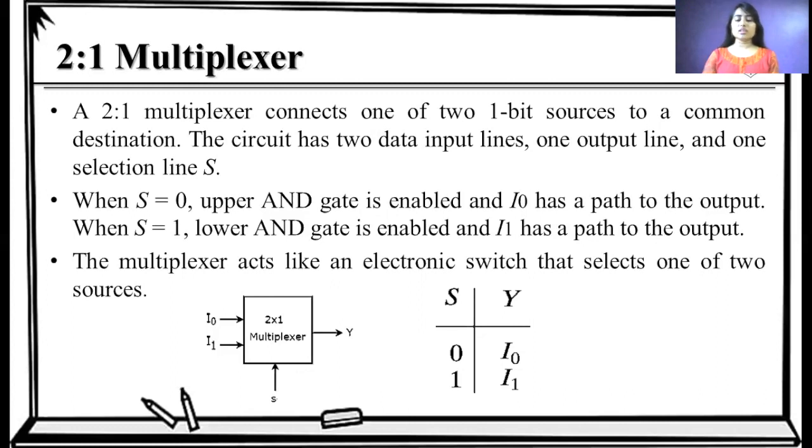So we can write the equation of Y as follows. For output I0, the selection line S is equal to 0, so this term can be written as S dash I0, and for S is equal to 1, we have the output I1, so it is written as S I1. So for both terms we have an output. So we can combinedly write Y is equal to S dash I0 plus S I1. As there is only one output, we have only one equation for output: Y is equal to S dash I0 plus S I1.